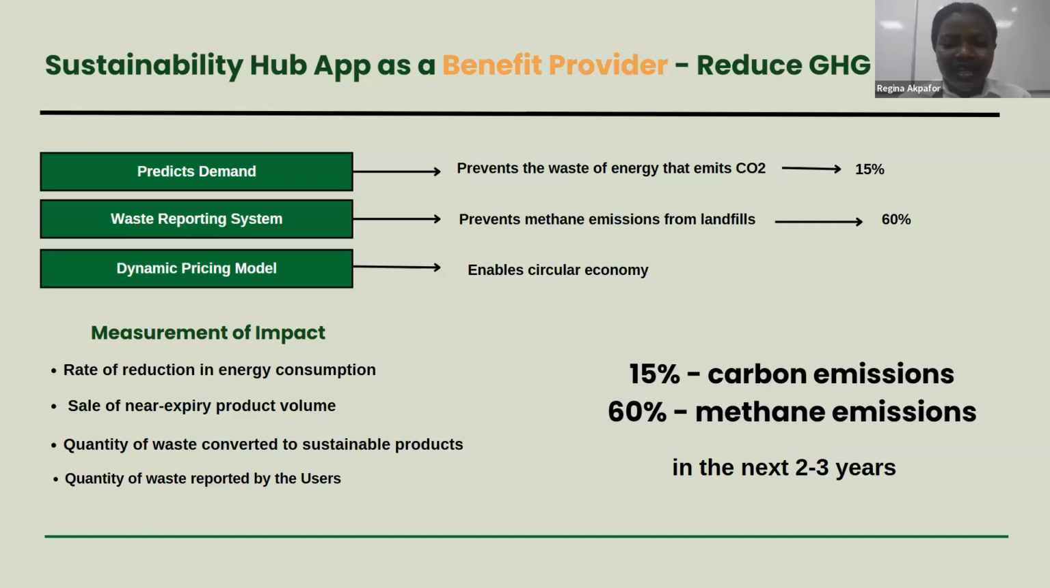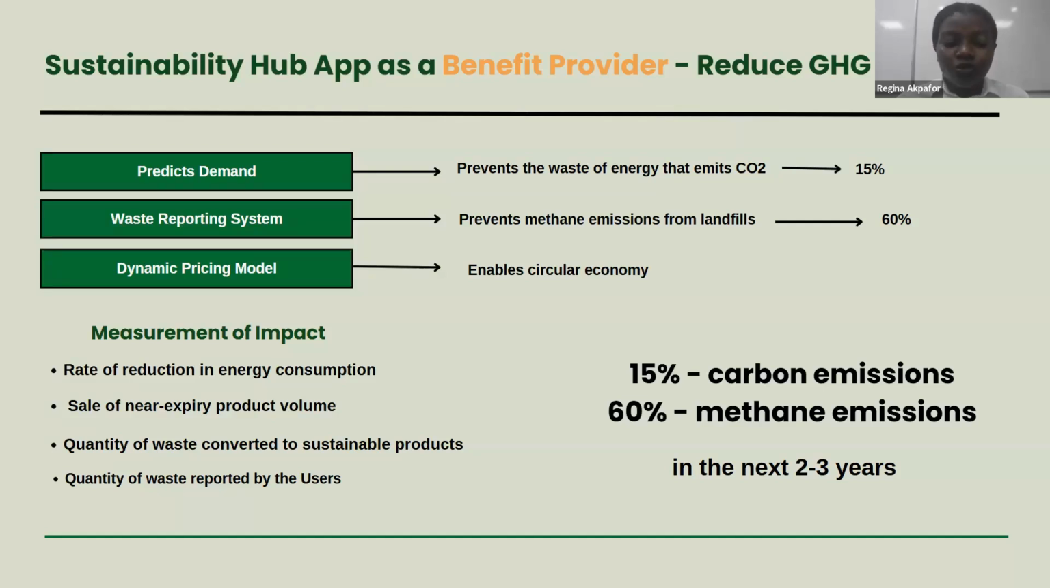So we are estimating that with the waste reporting system, as explained by my colleague, these businesses and retailers will report their waste, and we are estimating a 60% reduction in methane gas emission because there is an assumption that most of the businesses and retailers will be on the app. With a combination of the waste reporting system and the sale of near expiry products, we are enhancing a circular economy because this fruit waste wouldn't land in landfills, but will be repurposed by Dole for other products.